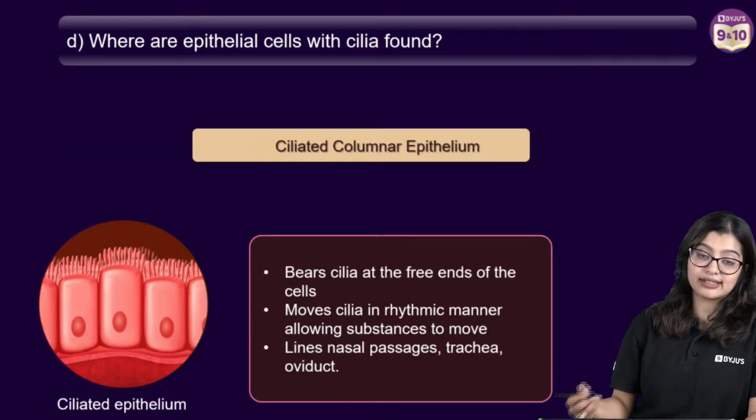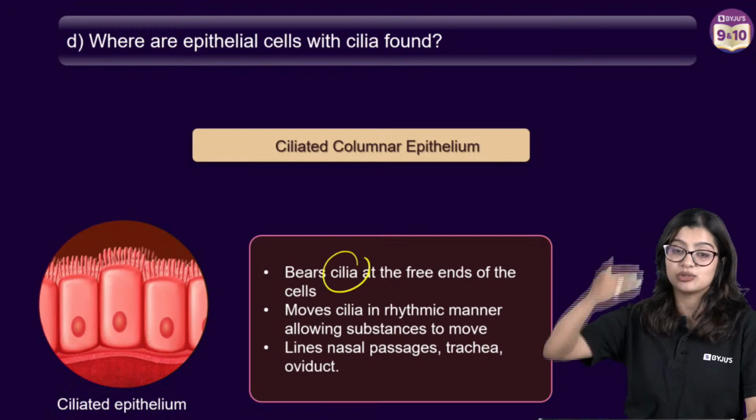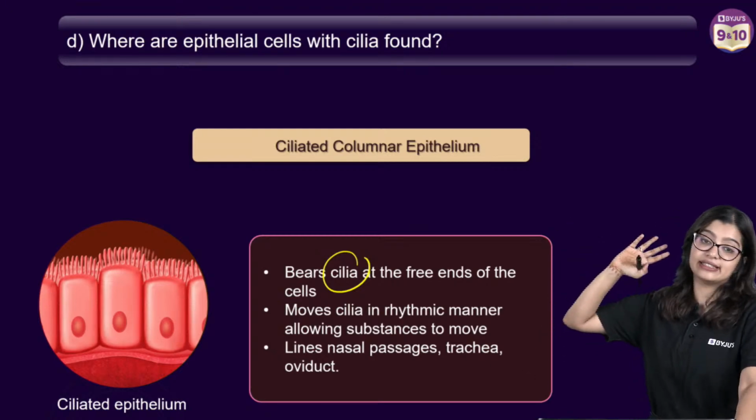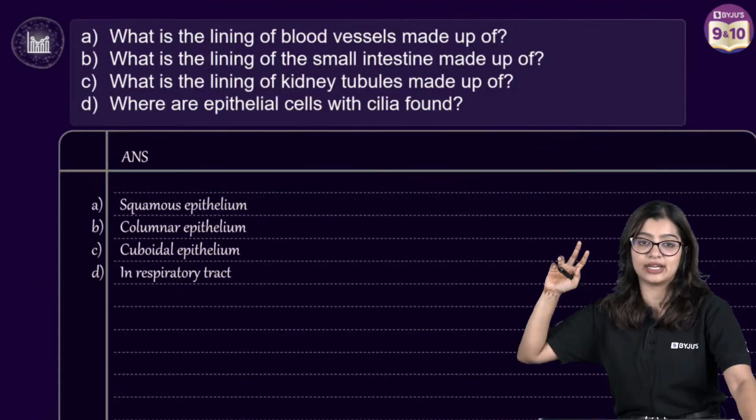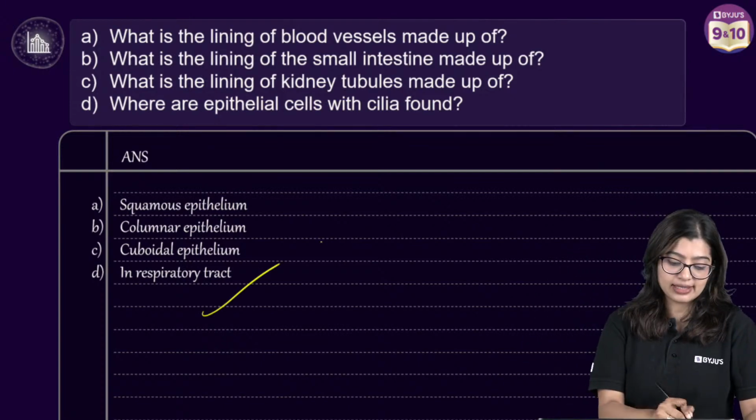Now, we know that when certain epithelial cells have cilia in them, we call it as ciliated epithelial cells, which we find in the oviduct, we find it in the trachea, yes? So, we find it here. Awesome. So, this is the answer, and if you give this, you will get 2 marks, okay?